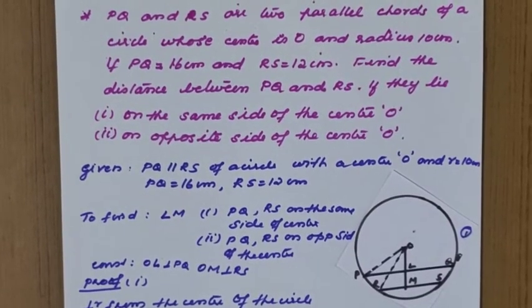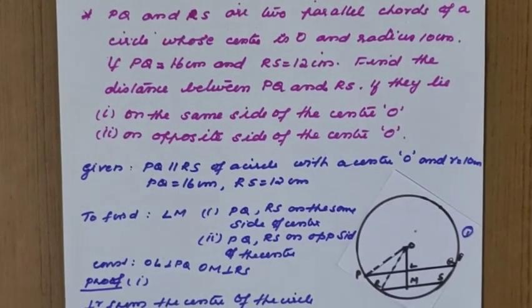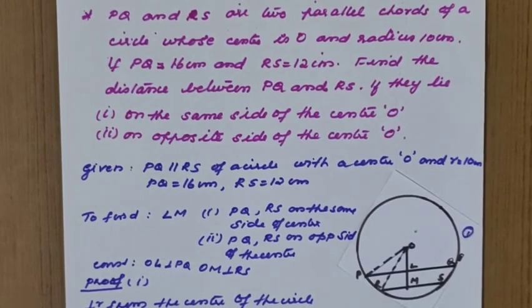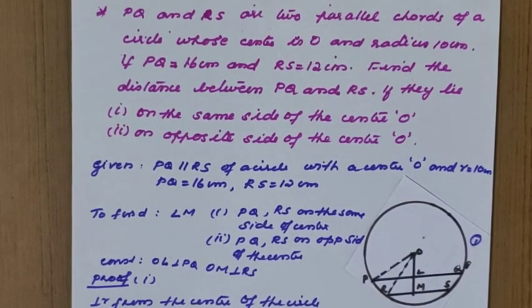PQ and RS are two parallel chords of the circle whose center is O and radius is 10 cm. If PQ is 16, RS is 12, find the distance between PQ and RS, if they lie on the same side of the center O and on the opposite sides of the center O. We have already done questions similar to this one, the last two examples like that. And we are doing one more question. You can see in many question papers this type of question has come.